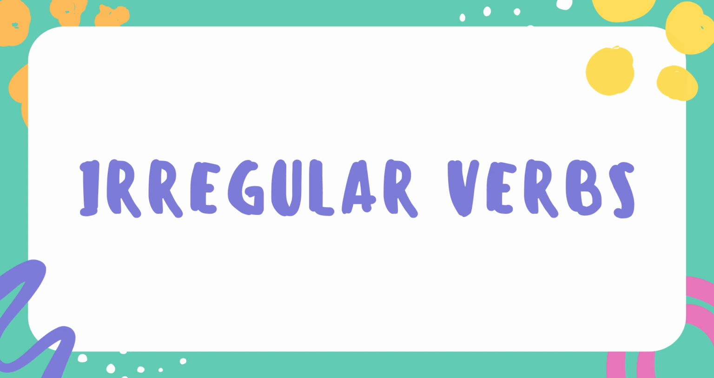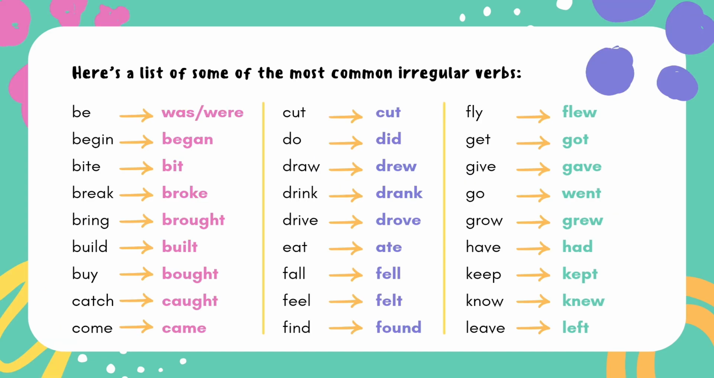Now let's move on to irregular verbs. Here's a list of some of the most common irregular verbs. Be becomes was or were. Begin, begun. Bite, bit. Break, broke. Bring, brought. Build, built. Buy, bought.